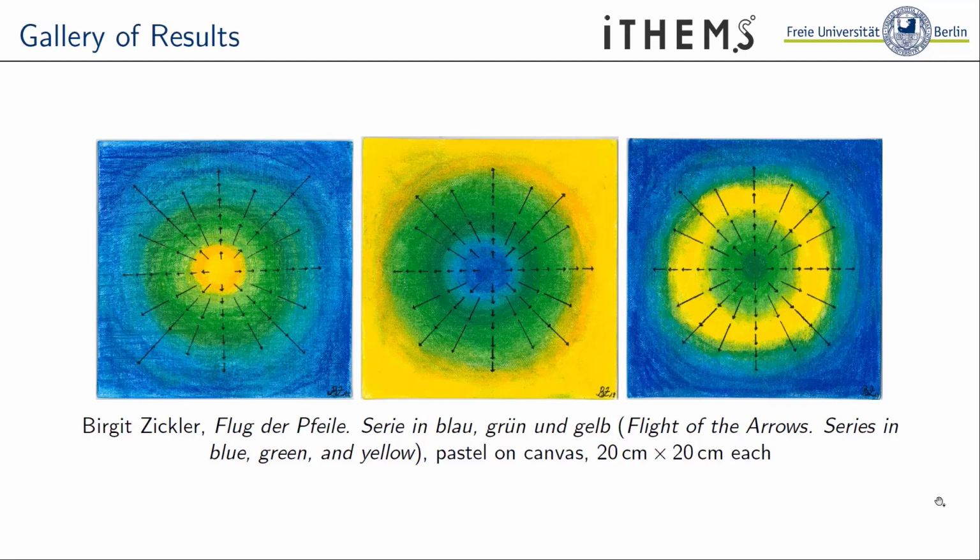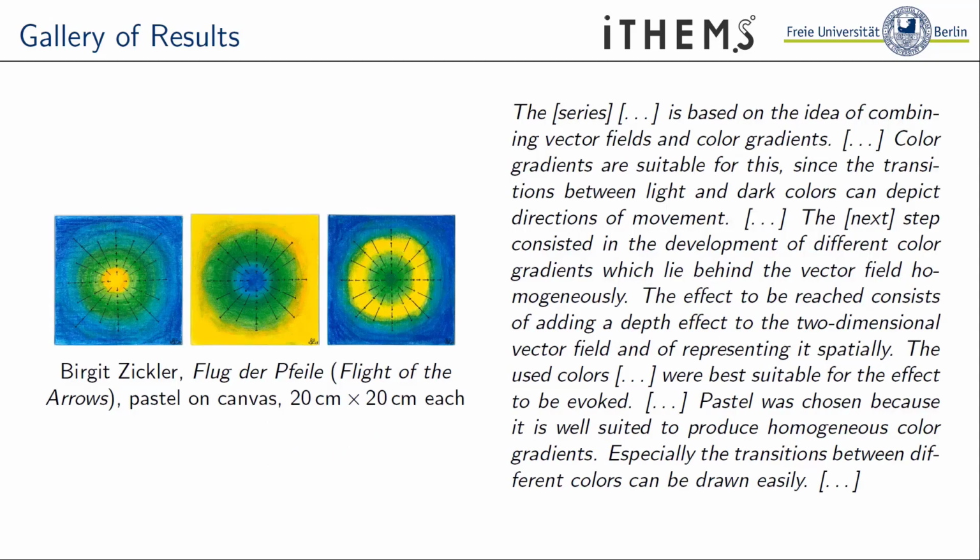Birgit Zickler, Flug der Pfeile, Serie in Blau, Grün und Gelb. The series is based on the idea of combining vector fields and color gradients. Color gradients are suitable for this, since the transitions between light and dark colors can depict directions of movement. The next step consisted in the development of different color gradients, which lie behind the vector field homogeneously.